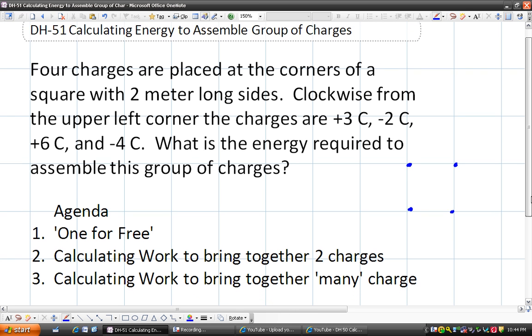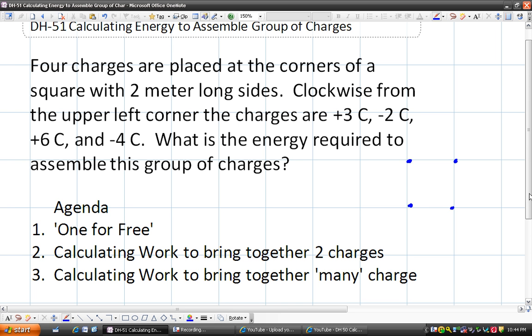In order to envision this, these are going to be the same four charges we did in video 50. You have to imagine that this is a universe where these charges are the only charges in the universe. I know it's a little self-centered, but that's the only way you can do this. If other charges are really far away, it's so small of a difference that you can't even tell.